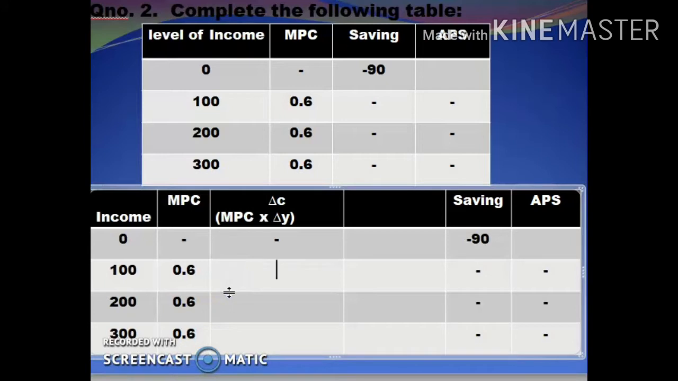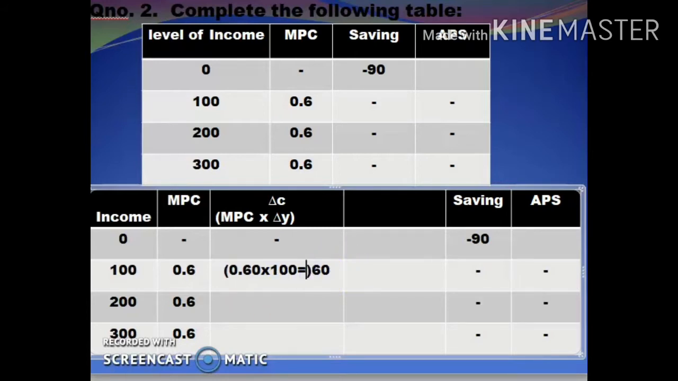The next question is to fill up the columns. At first, from the column you have to find delta C. It is easy to find: MPC into delta Y. So 0.60 into 100, since delta Y is constant. You will get the answer as 60, 60, 60. That will be the answer for delta C.